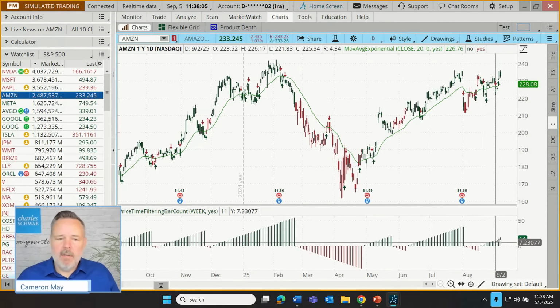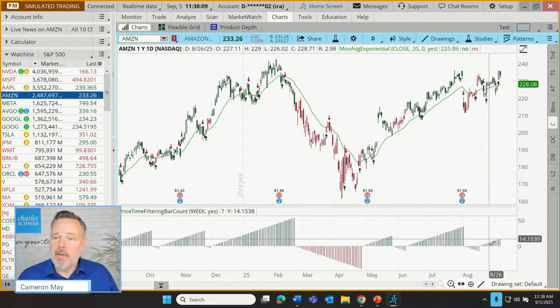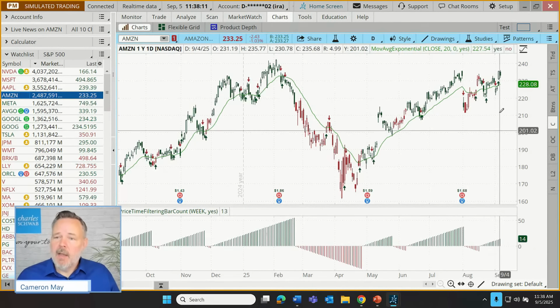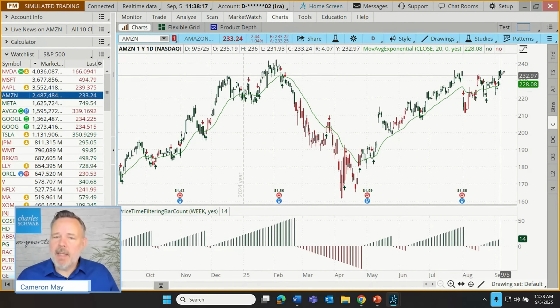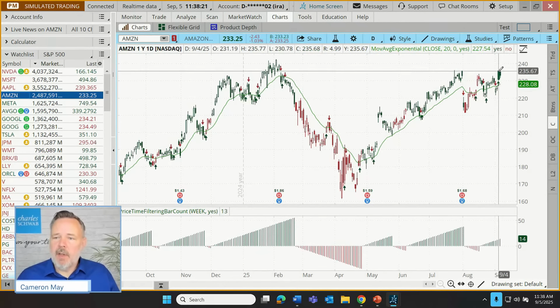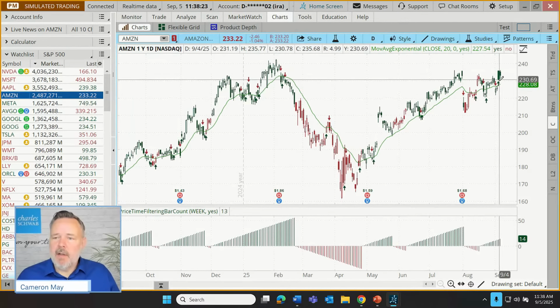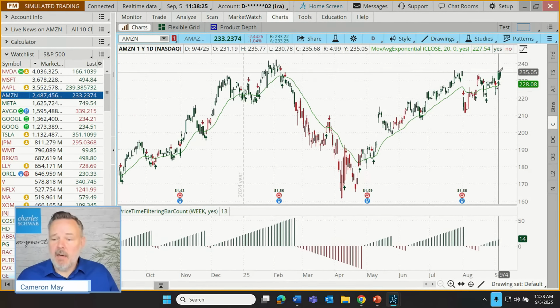What's the trend signal on our price time filtering bar count tool? It's positive, an upward trend. Price just popped above our 20-period moving average. There's our entry. It's pulled back a little bit today. We're down about 1% from yesterday's close, but still that signal is there.